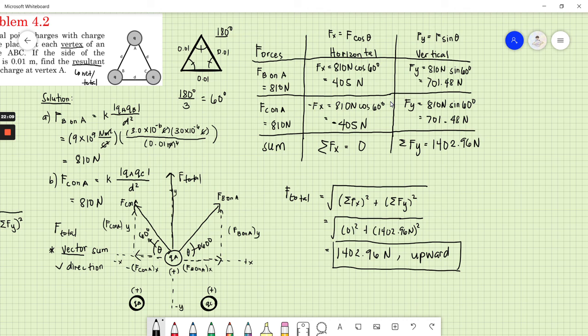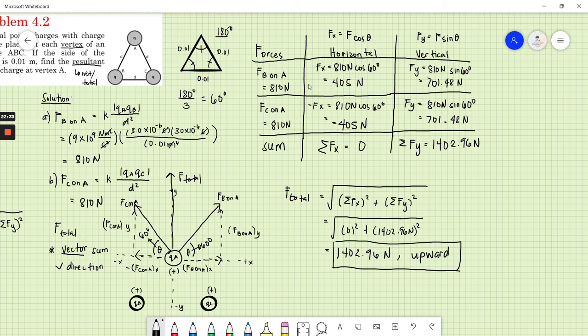So that's how we solve for the F total if we have three charges in, let's say, a triangle situation. I hope you guys understand what just happened. If you guys have any questions, do not hesitate to message me. But here is just a little recap.